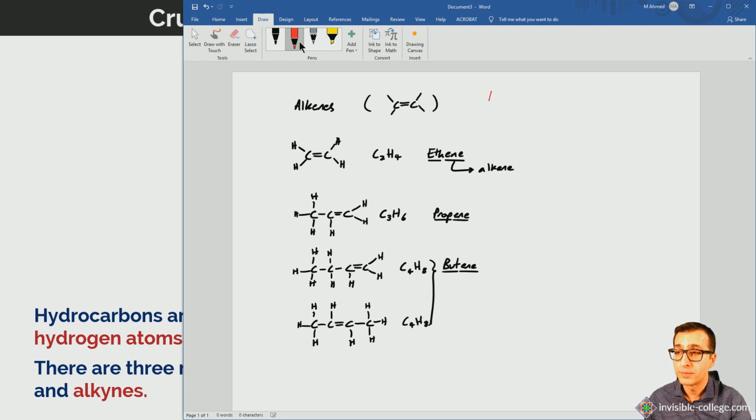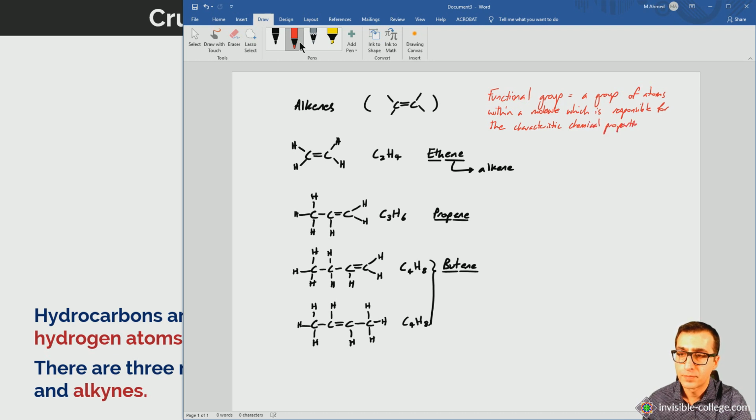The term functional group is something that we're going to be coming back to later on. Functional group in organic chemistry means a group of atoms within a molecule which is responsible for the characteristic chemical properties of that molecule.